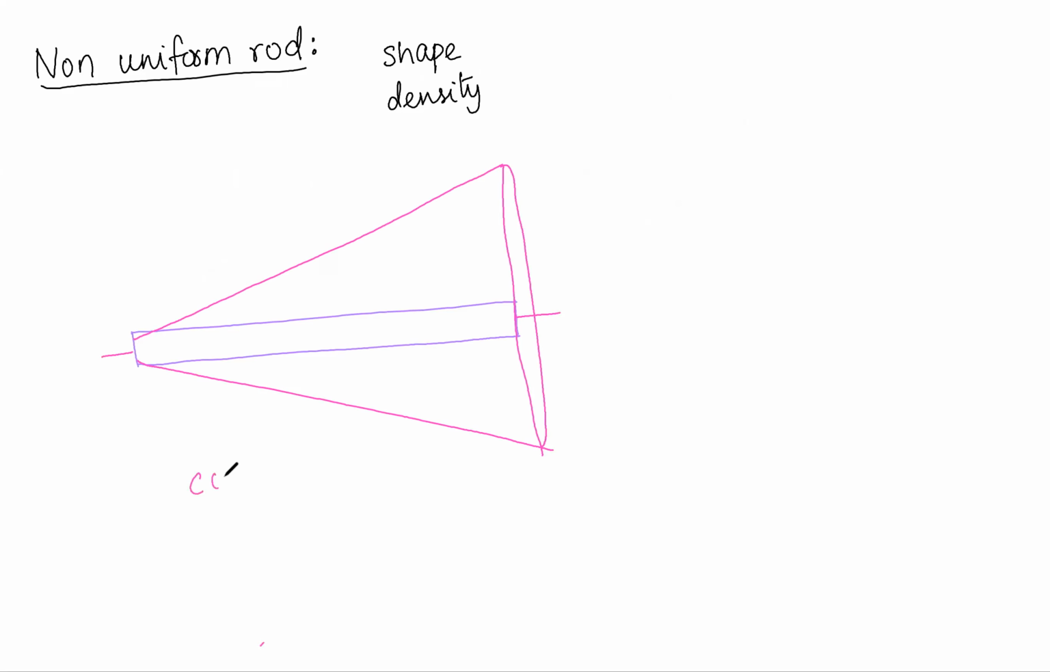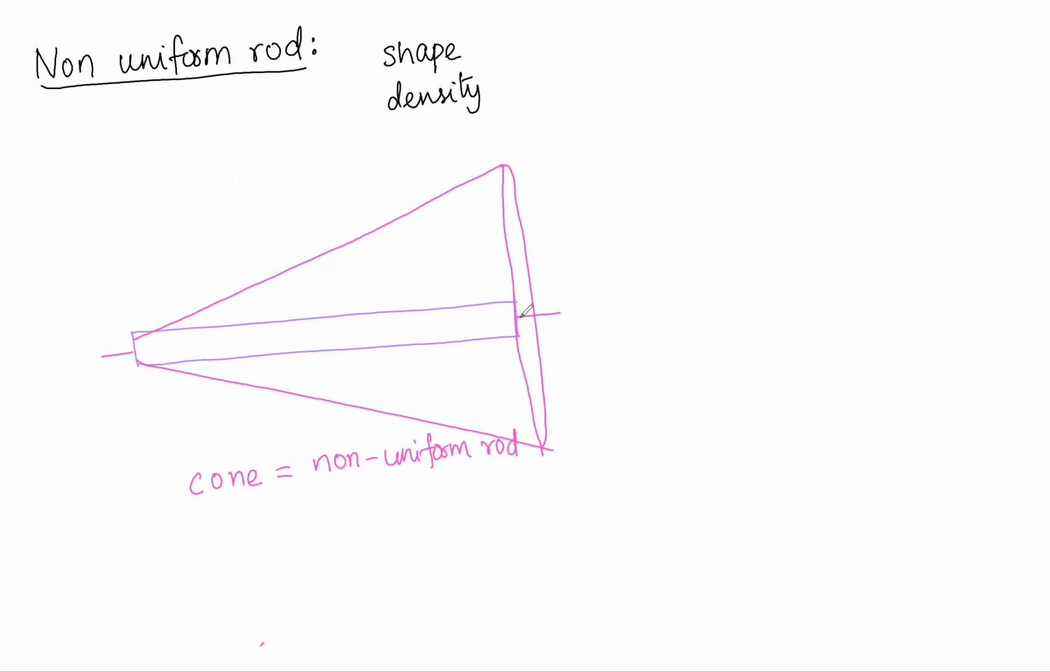So in this case, a cone is a non-uniform rod, or it is a rod with increasing radius. It's a non-uniform rod. We'll find out the moment of inertia today.